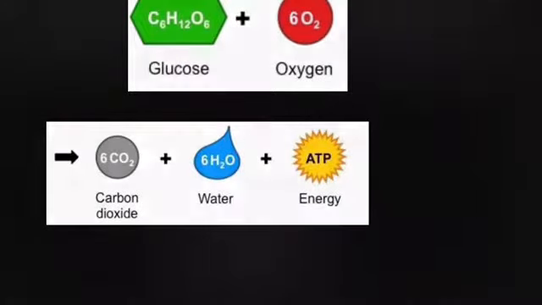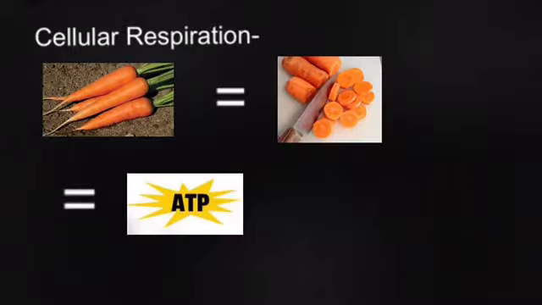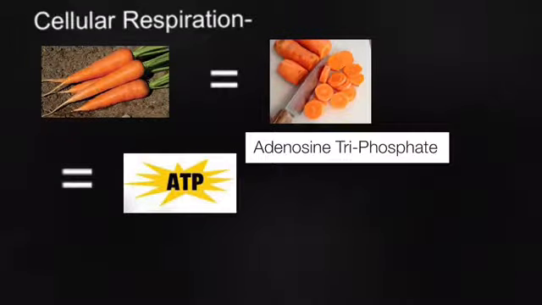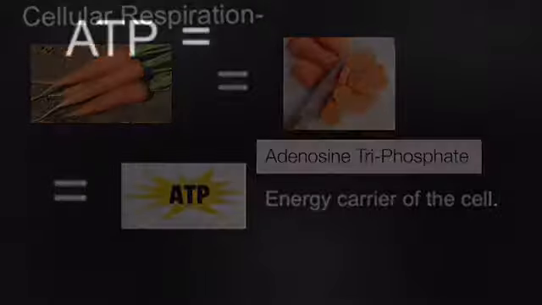slash ATP. Cellular respiration is pretty much when you take the food that you eat and then break it down into ATP, which is also known as adenosine triphosphate, which is pretty much the energy carrier of the cell.